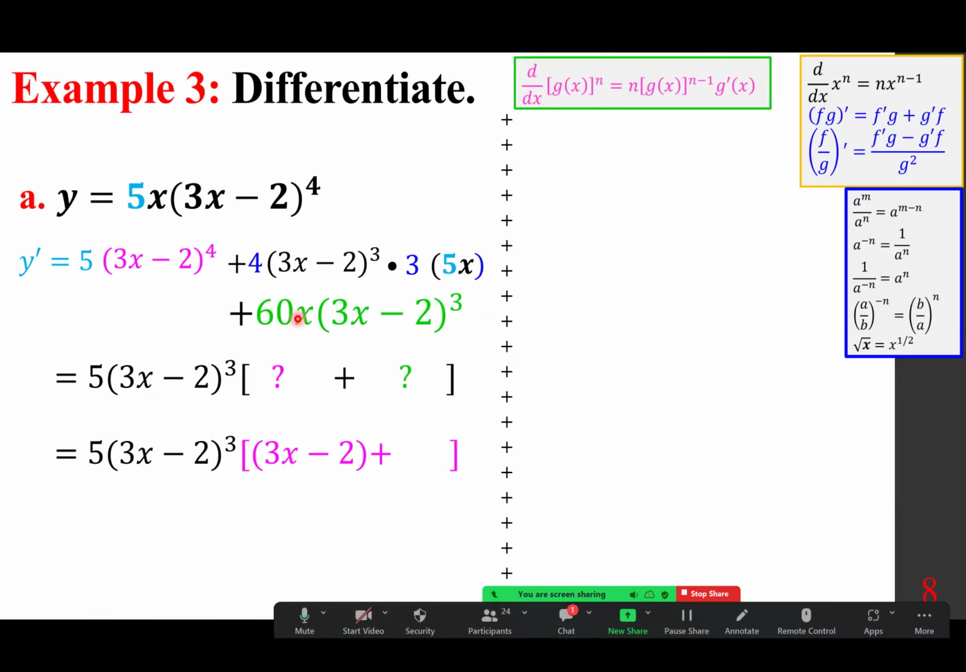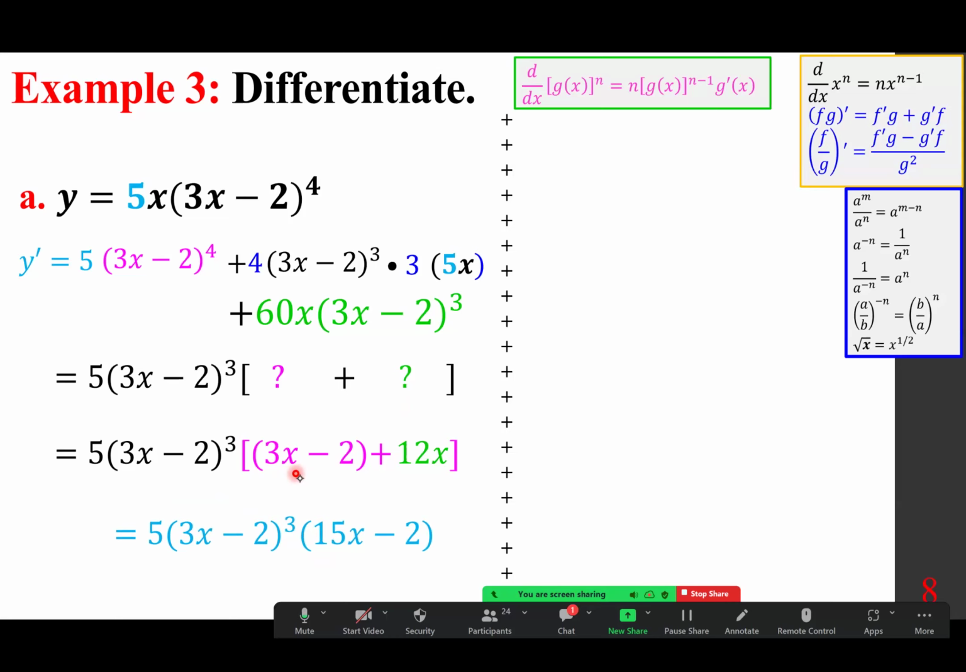When you divide this one by this one, 60 divided by 5 gives you 12x, and this cancels out this one. So again, it's just algebra. And of course, these two add up to 15x. So the brackets change to 15x minus 2. Everything else remains unchanged.